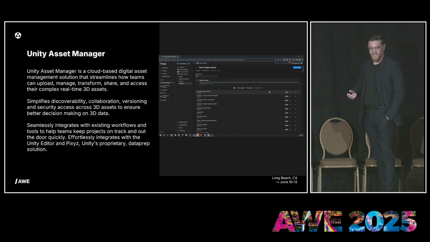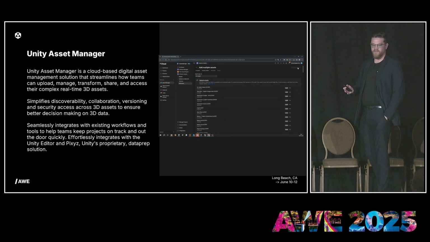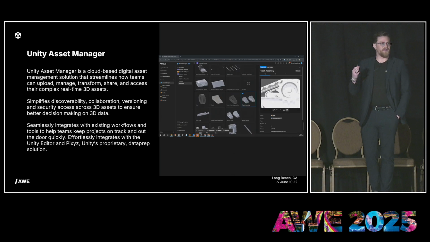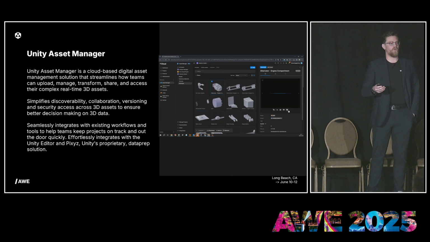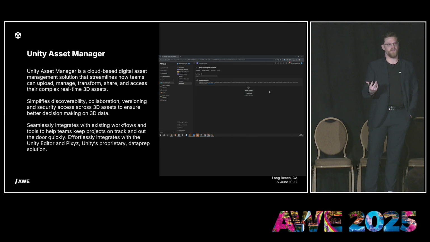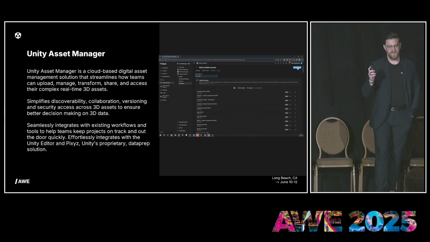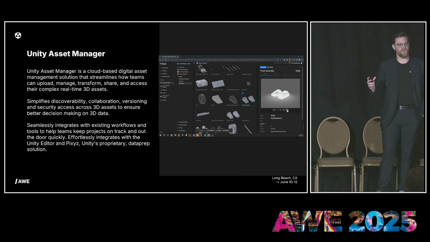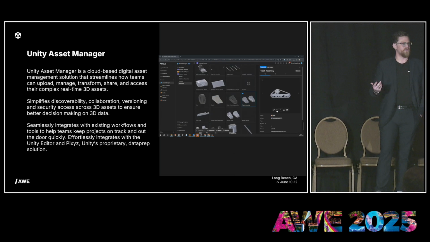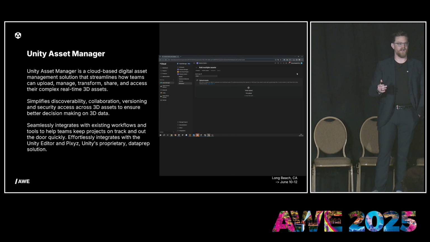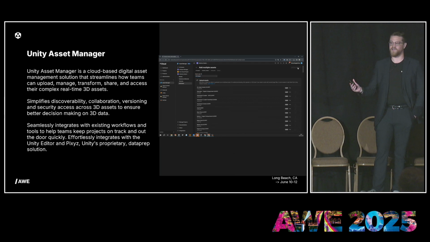So Unity Asset Manager is fundamentally a cloud-based digital asset management solution, and it is where you can upload, manage, transform, version, comment, download, and leverage your assets across the board. I also want to point out that there's a bit of a misnomer in the name Unity Asset Manager because it does not require that you're using Unity in your pipeline at all. It truly is agnostic. It does not care where the data is coming from. It doesn't care where it's going to.